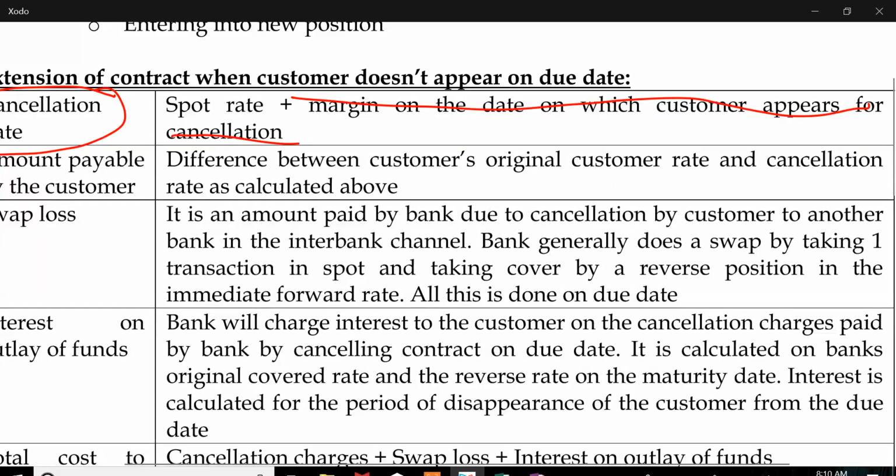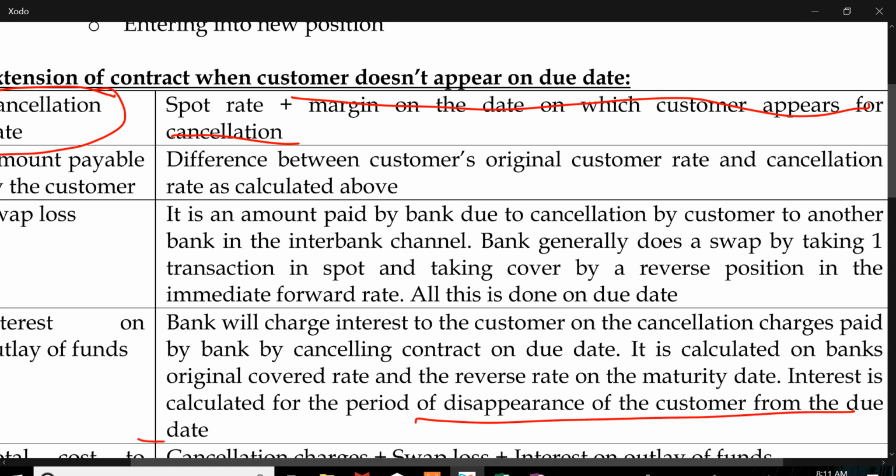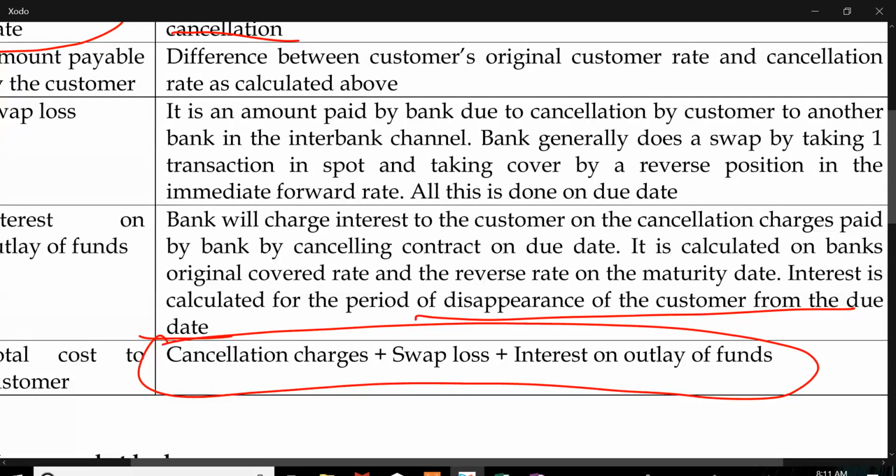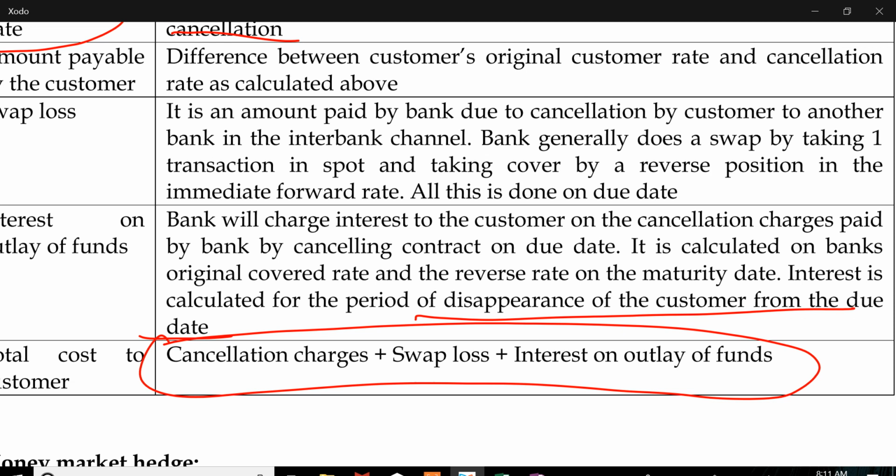It is an amount paid by the bank due to cancellation. Bank generally does a swap by taking one transaction in the spot and taking cover by a reverse position in the immediate forward rate. All this is done on the due date. Interest: the bank will charge interest to the customer on the cancellation charges paid. It is calculated on the bank's original covered rate and the reverse date. Interest is calculated for the period of disappearance of the customer from the due date. What will I finally recover? I'll recover all of this: cancellation charges, swap loss, interest on outlay of funds.